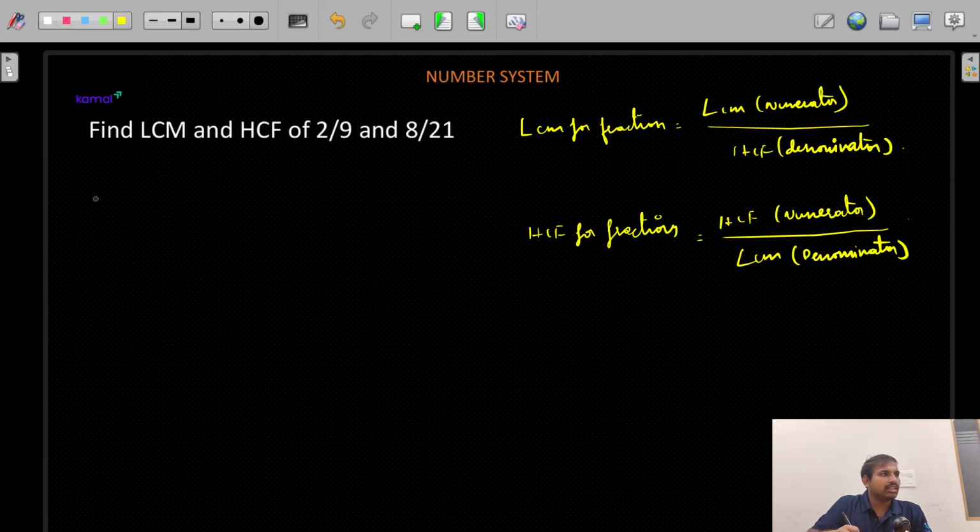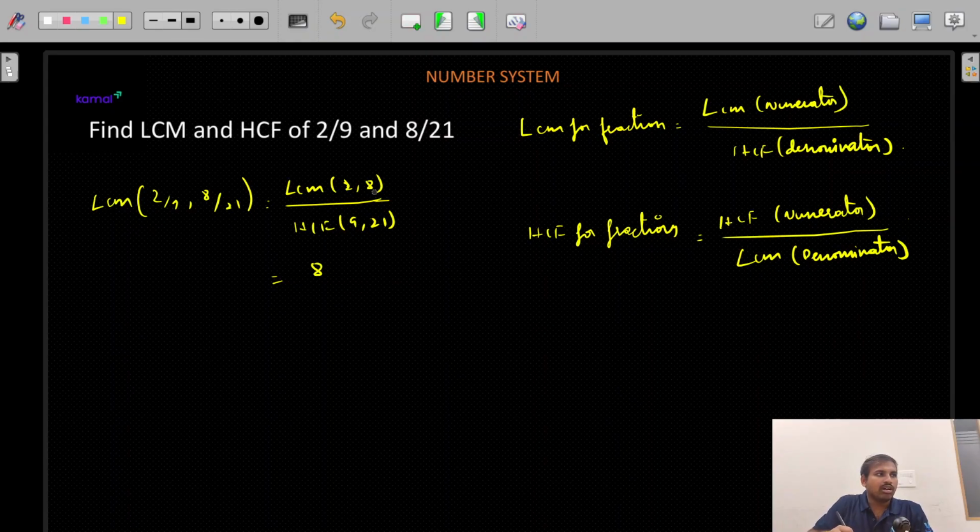If we want to find the LCM of 2 by 9 comma 8 by 21, what is my value? For this I need to take the LCM of 2 comma 8 divided by the HCF of 9 comma 21. The LCM of 2 and 8 is 8 itself, because 8 is a multiple of 2. For the HCF, 9 is 3 threes are, and 21 is 3 sevens are. The common value between these two numbers is 3. So this is my LCM.